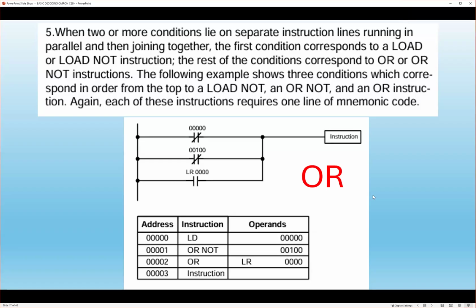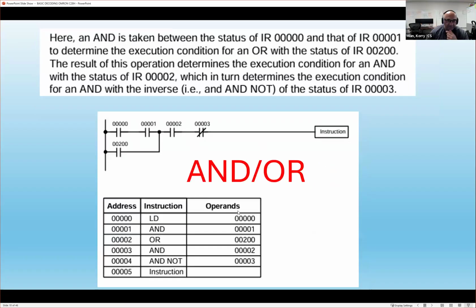So this is an OR instruction, and hopefully you guys are following along, because this is my 4th time reading it, and now I'm seeing it, but that's incorrect. Now we understand kind of what's going on when we're looking at these instructions and these operands within there. So the take-home message is every time you have a load or load not, that means it's a new rung or a beginning of a rung. Yeah, basically, yes.